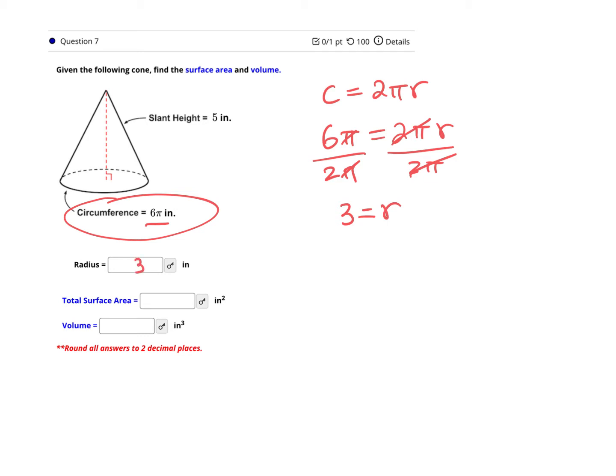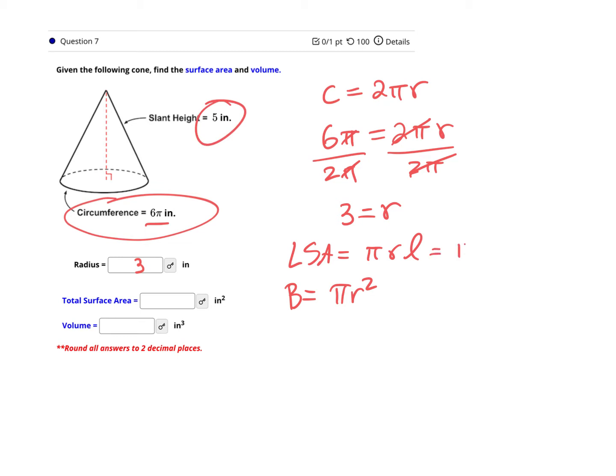Now, to find the total surface area. Well, the lateral surface area of a cone is just pi times the radius times the slant height, then we find the area of the base, which is just pi r squared, and we add those two together, and that should give us the total surface area. And it tells me here that the slant height is 5.